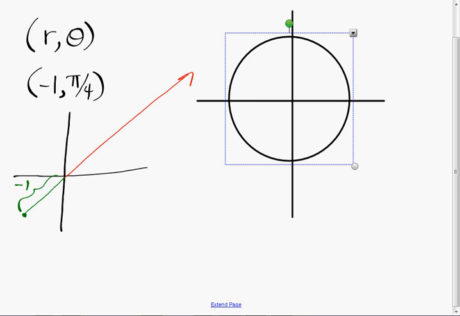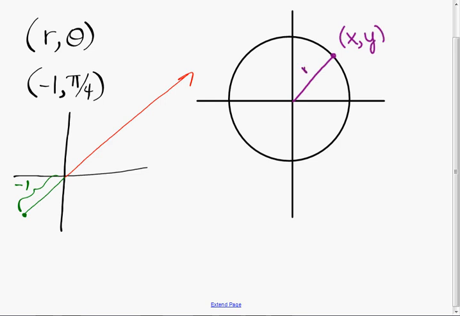And I'm going to draw the radius. This point on the circle is x comma y. This is r. And if we drop this down, this length here is x, this length here is y, and this is theta. Now we know this from parametrics.